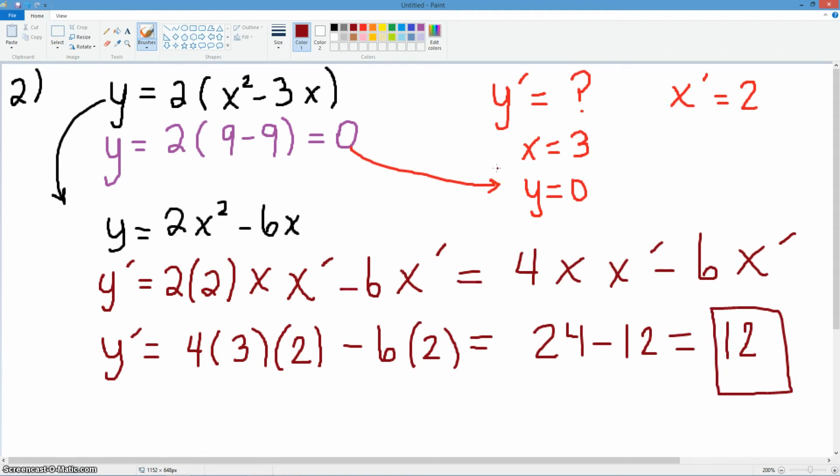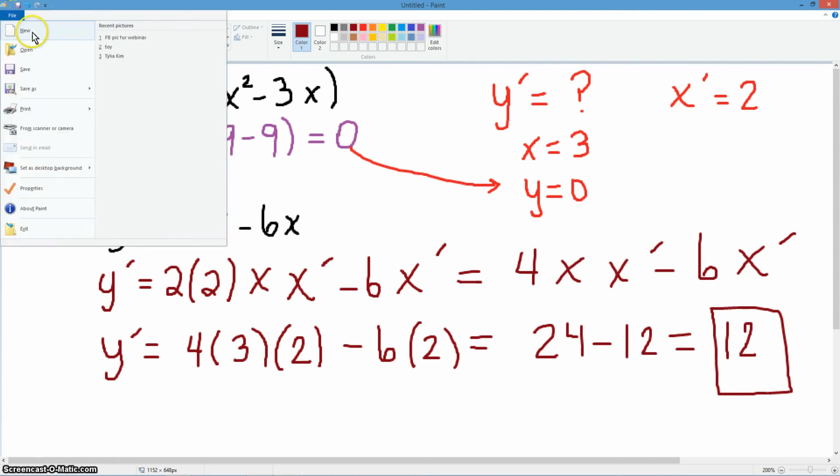Okay, so that is 2A. Now we are going to look at 4A and discuss what we're going to do there. Alright, so let me go ahead and clear this, and we can do 4A.